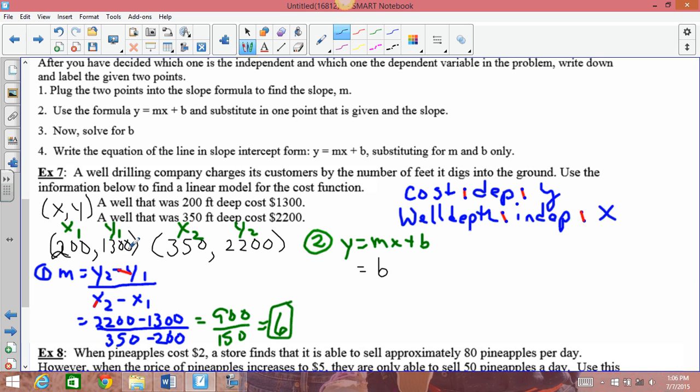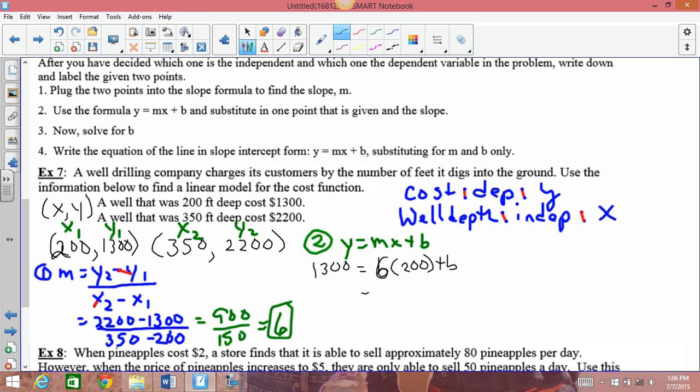Me personally, I try to stay away from negatives. I'm going to go with this first one because they're nicer whole numbers. This one has a 50 in it. Not that that's anything grossly bad or anything, but this one's a little easier to work with. So I'm going to choose then this first ordered pair. So then my y value, I'm going to plug in 1300. I've already got my m. X is going to become 200, and I'm solving for b. Okay, so we know then that, and that's a 6.